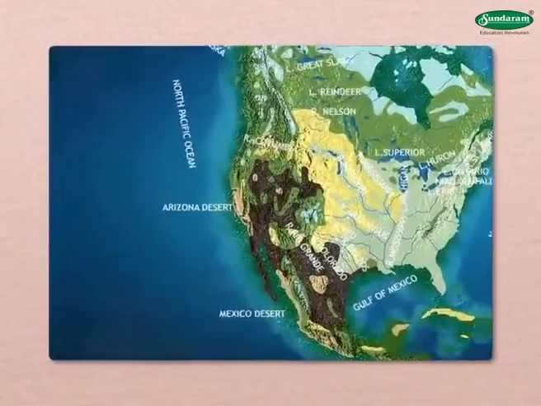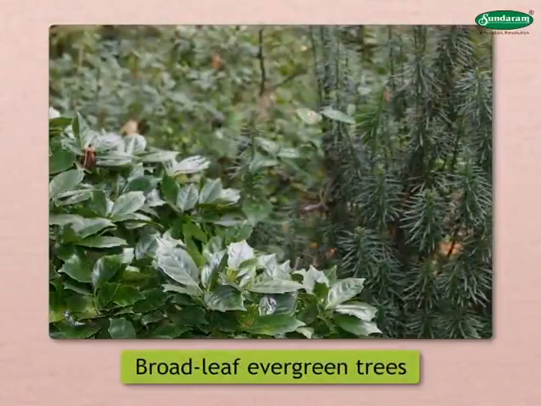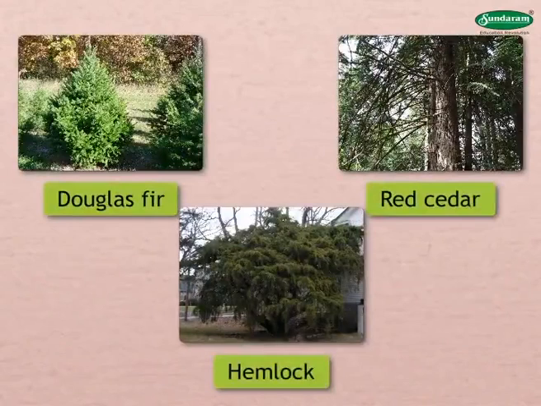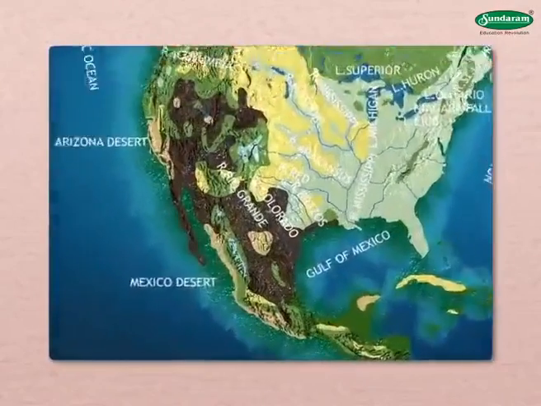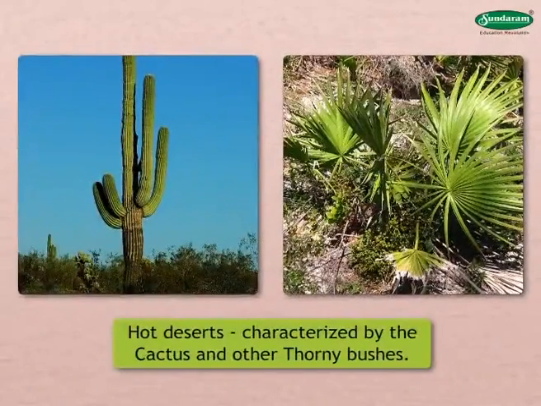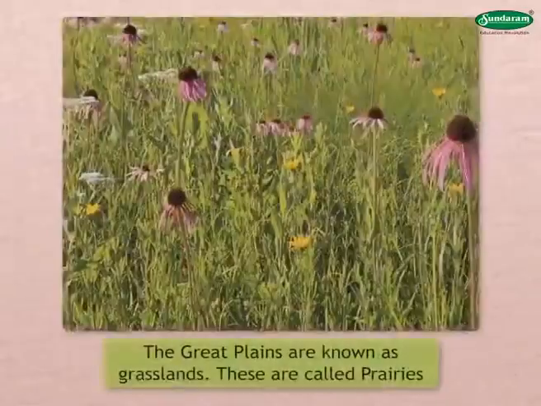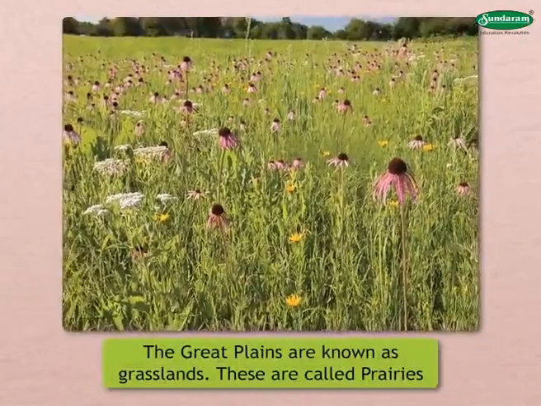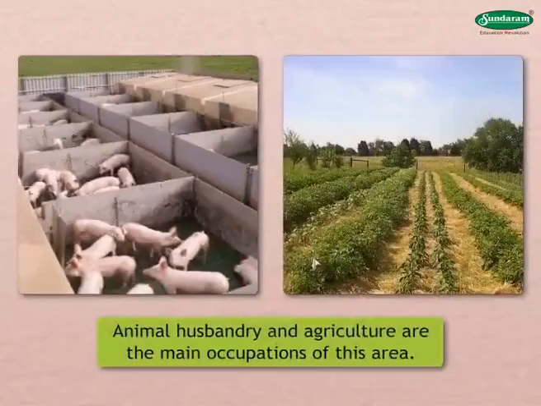In the western mountainous region, broadleaf evergreen trees are found. Trees like Douglas fir, red cedar, hemlock, etc. are useful as timber. The hot deserts in the south are characterized by the presence of cactus and other thorny bushes. The Great Plains are known as grasslands. These are called prairies. Animal husbandry and agriculture are the main occupations of this area.